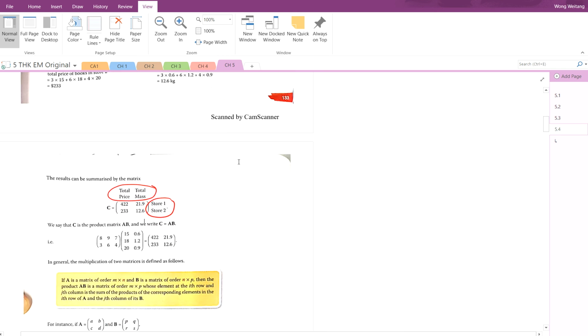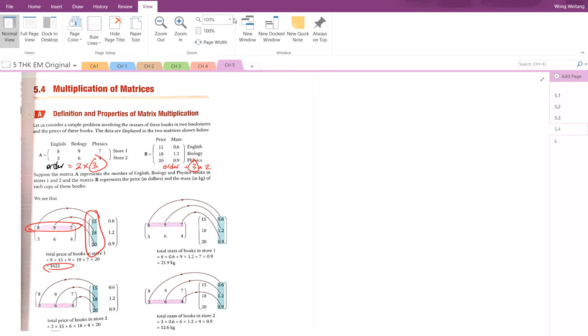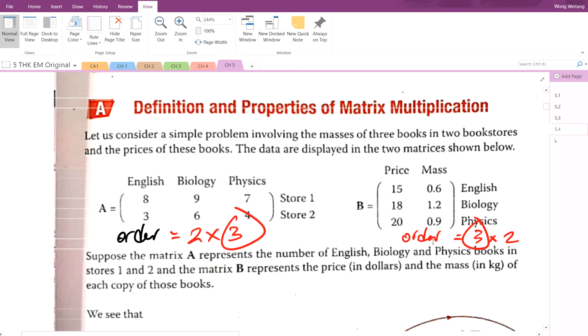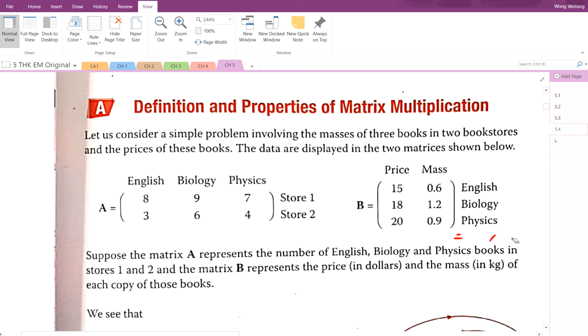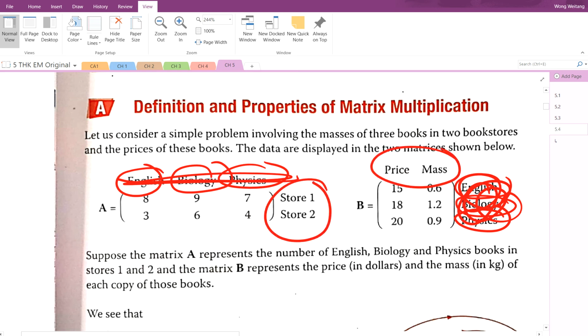So if you look at this example over here, what is something that is common between these two matrices? Look at the context. What is similar between these two? Subjects. I've got English over here. I've got English over here. I've got bio, physics. When you multiply them together, what do you think will disappear? Yeah, these subjects will disappear. All these will disappear. What then am I left with? Store 1, store 2, price and mass.